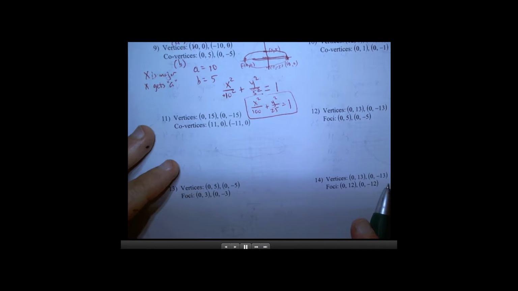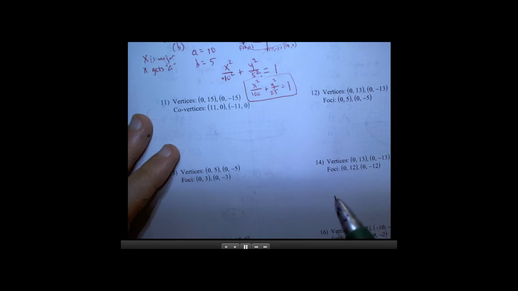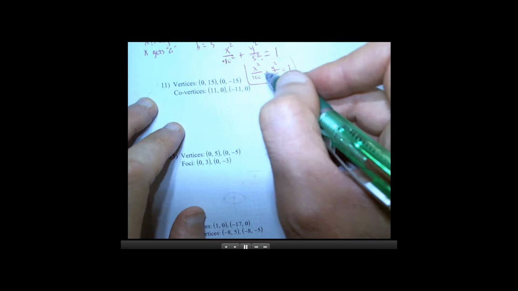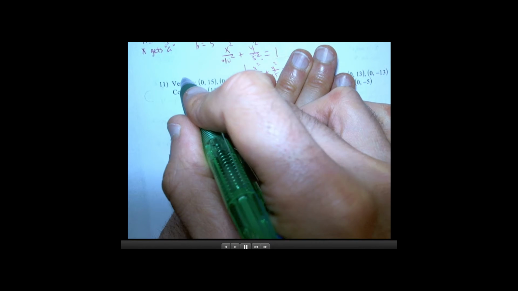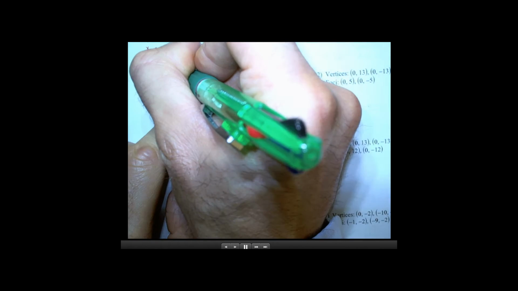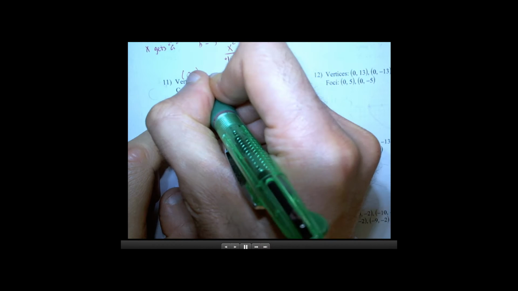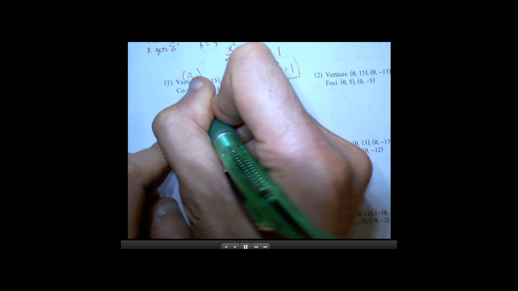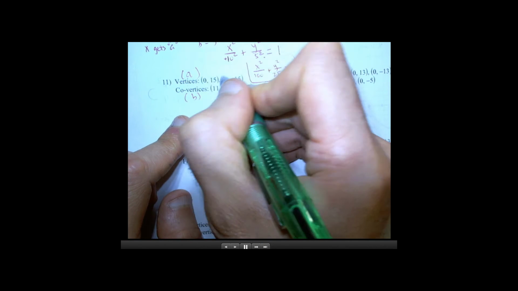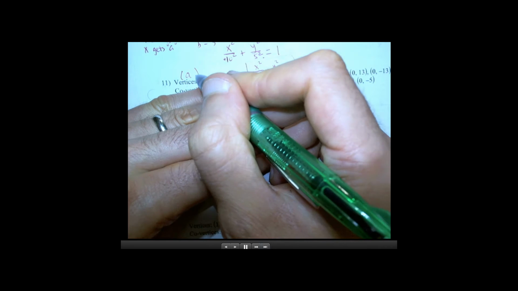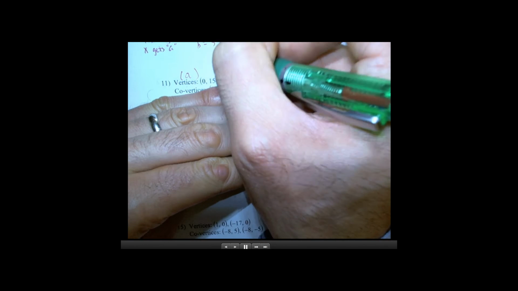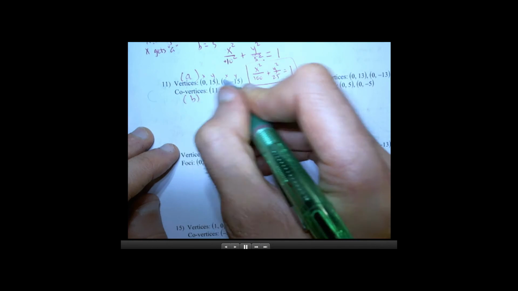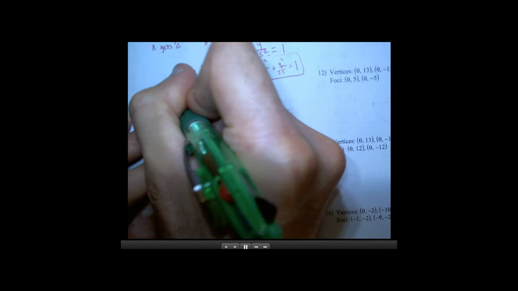All right, why don't we try one more together before you try one. Number 11. Let's not draw a graph here. Just think about this. Vertices represents my major axis. Vertices is represented by which letter? A, the distance from the center to the vertice. Co-vertices is represented by the letter B. So we have A and B. What axis is my major axis, X or Y? The Y is involved here. So Y is my major axis.